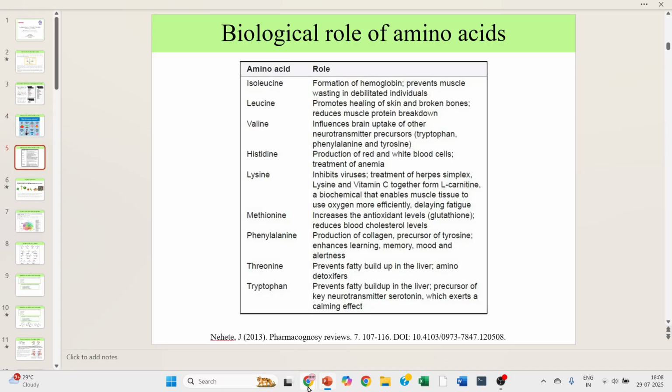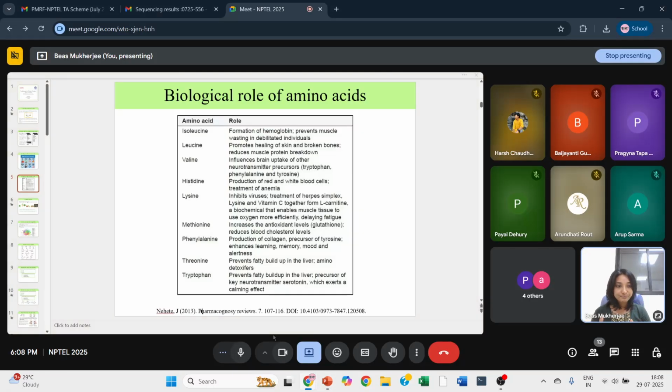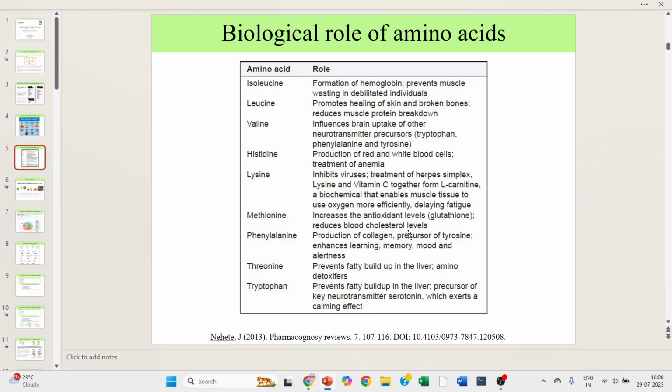Now, here is a list of some of the amino acids and their role in different functions of the body. This was taken from a particular article. The link to that article and the entire citation is provided in the slide, so you can go back to it and read up. This list is important because in some exams people can ask what is the role of these individual amino acids, and this can come in the form of diseases. Okay, so read about this.